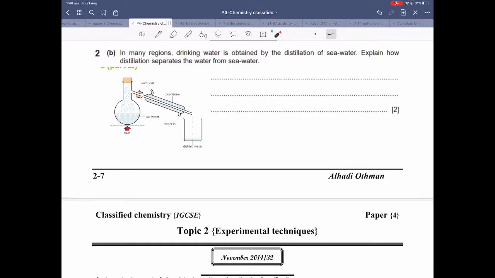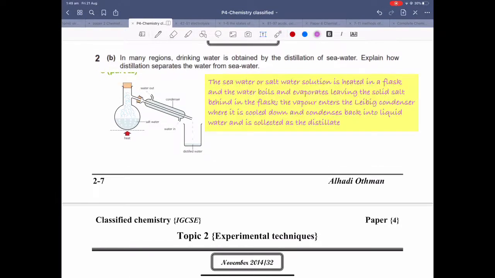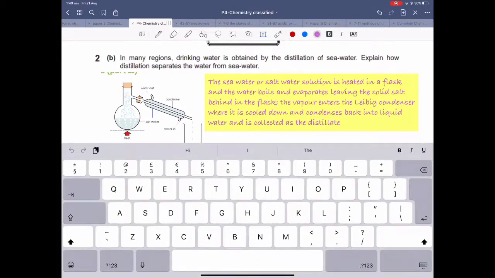which then trickles into the beaker, and the water collected is called the distillate. And in this particular example, the distillate happens to be pure water, or distilled water. And then obviously you wouldn't have this, so we can get rid of that.